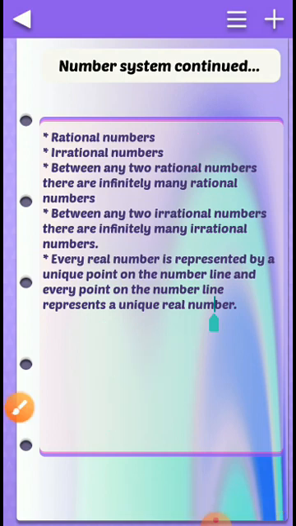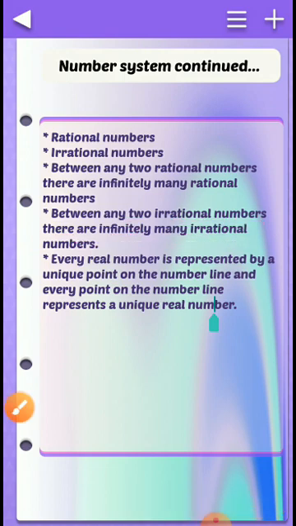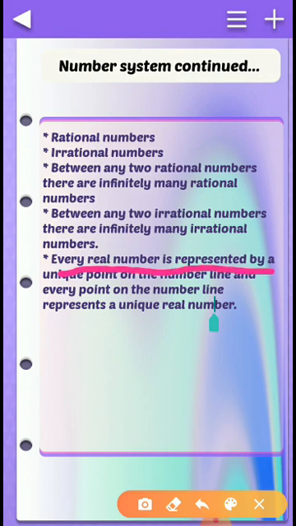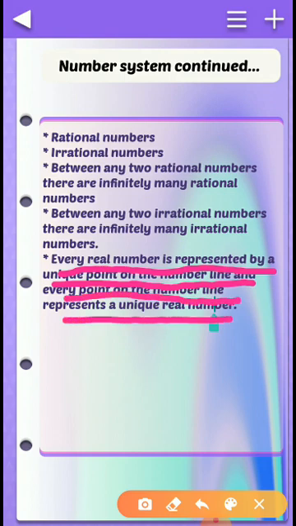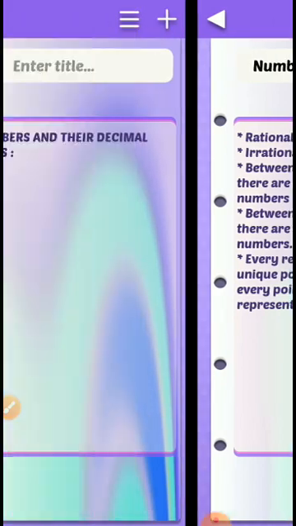Between any two rational numbers, there are infinitely many rational numbers. Similarly, between any two irrational numbers, there are infinitely many irrational numbers. Also, every real number is represented by a unique point on the number line, and every point on the number line represents a unique real number. This is what we saw in the previous videos. Now in this video we are going to see real numbers and their decimal expansions.